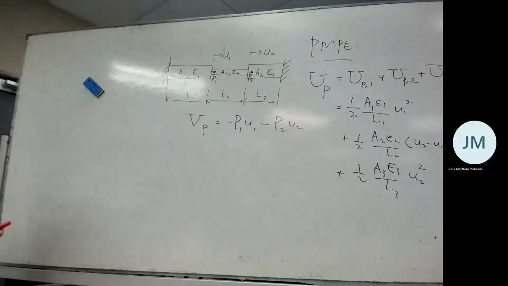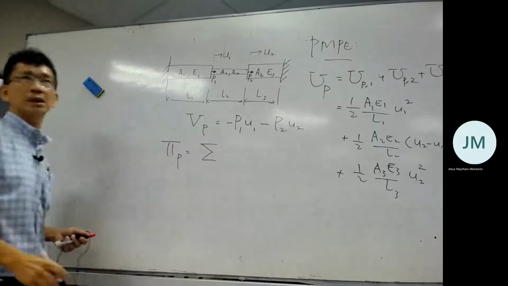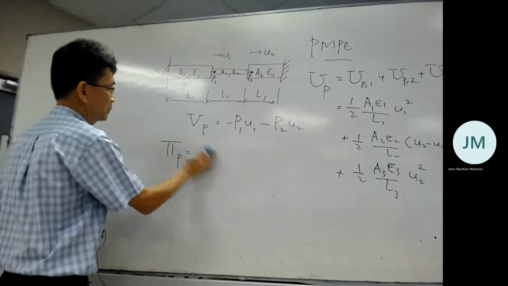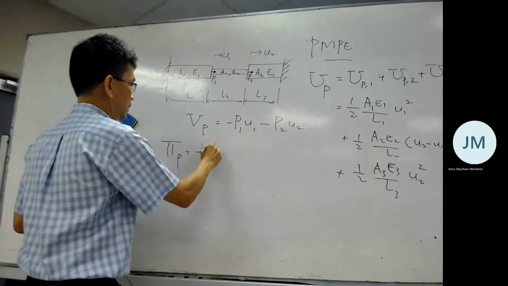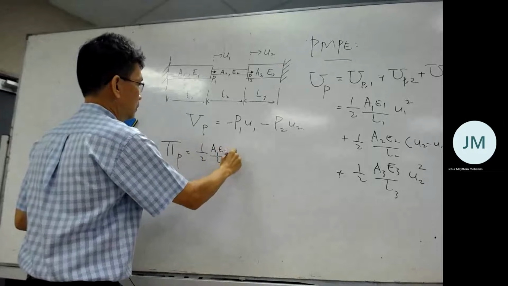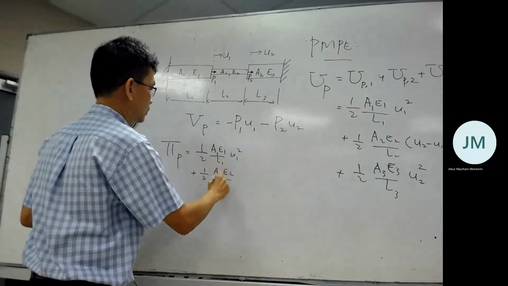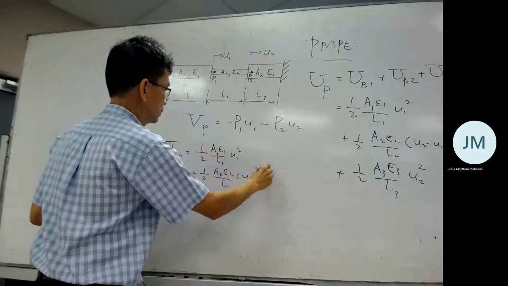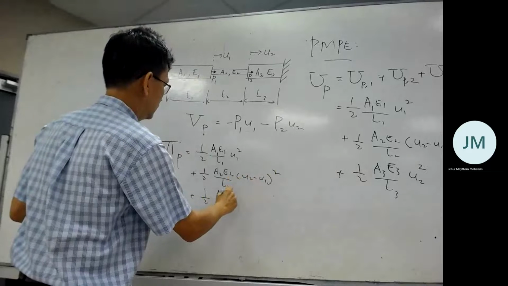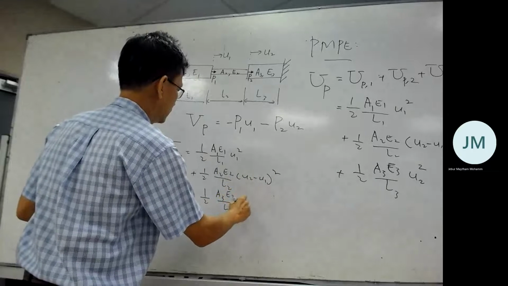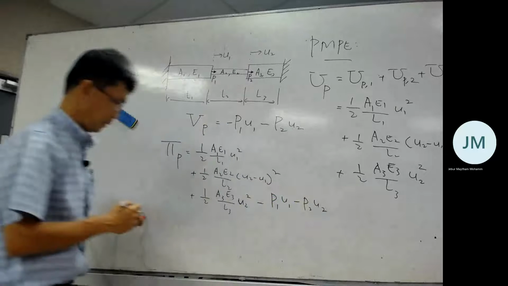You just add up all of this, which I can put as a summation. I cannot put a summation because it is half A1 E1 L1 times U1 squared, plus half A2 E2 L2 times (U2 minus U1) squared, plus half A3 E3 L3 times U2 squared, minus P1 U1 minus P2 U2.